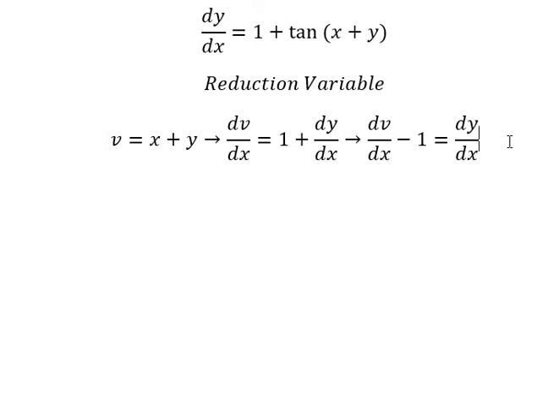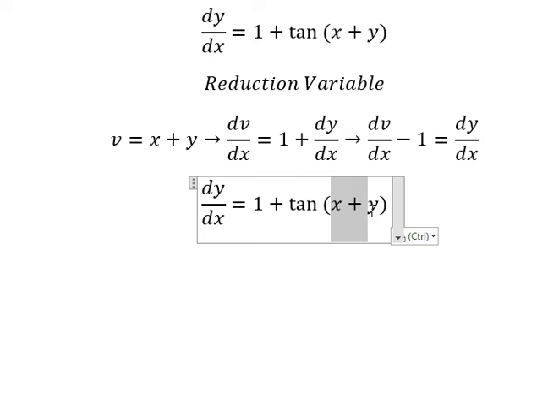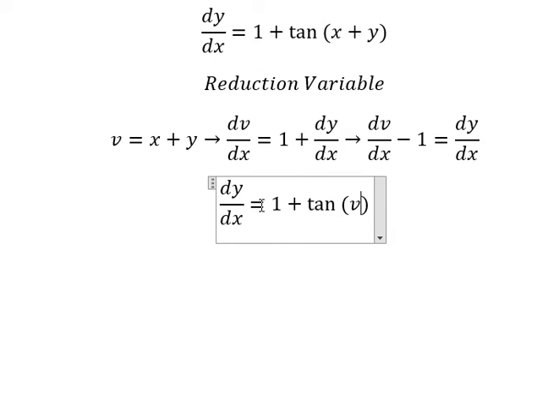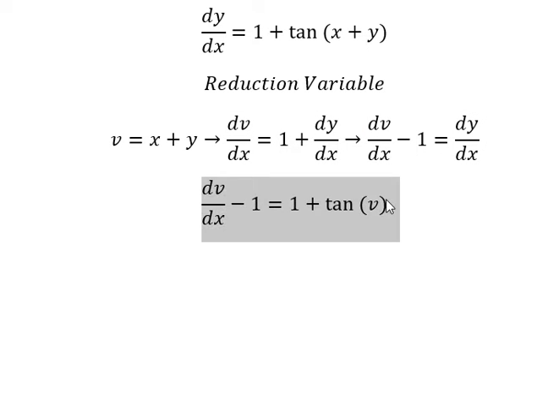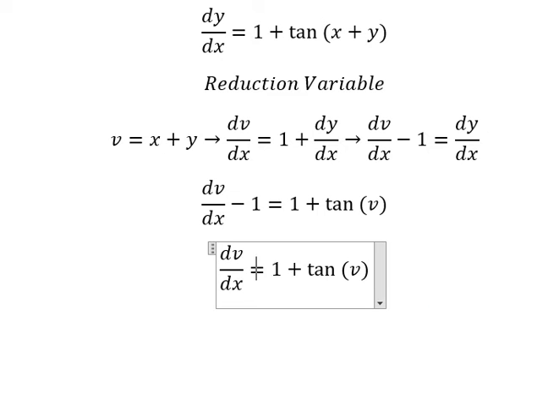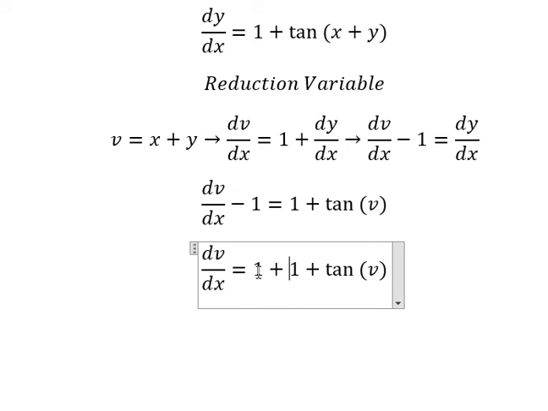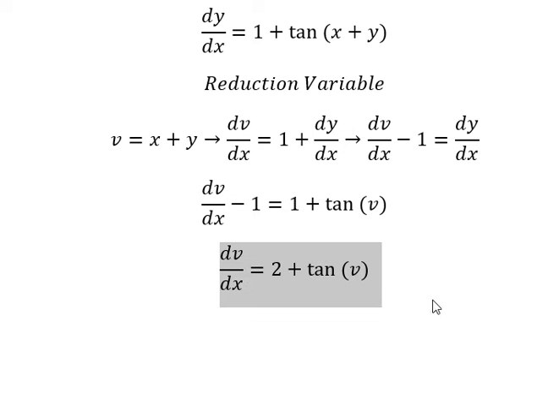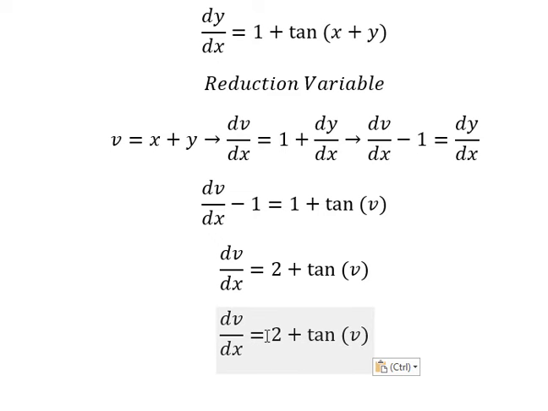Now, this one we change by v. dy over dx we change by this one. Negative number 1 we put in here. So we have 1 plus 1, which is 2. And now 2 plus tan v we put on this one, and dx we put on the right.